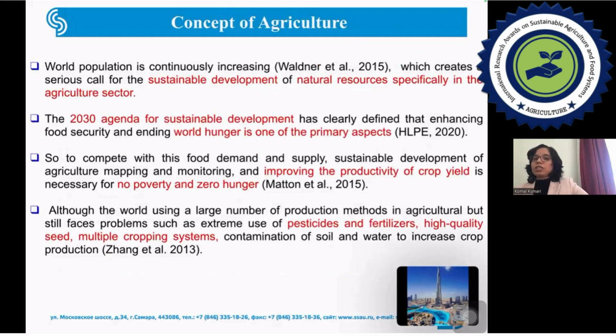World population is continuously increasing, which creates a serious call for sustainable development, especially in the agriculture sector. The 2030 agenda for agriculture development has clearly defined that enhancing food security and ending world hunger is one of the primary aspects. So to meet this food demand and supply, sustainable development of agriculture mapping and monitoring is necessary for no poverty and zero hunger.